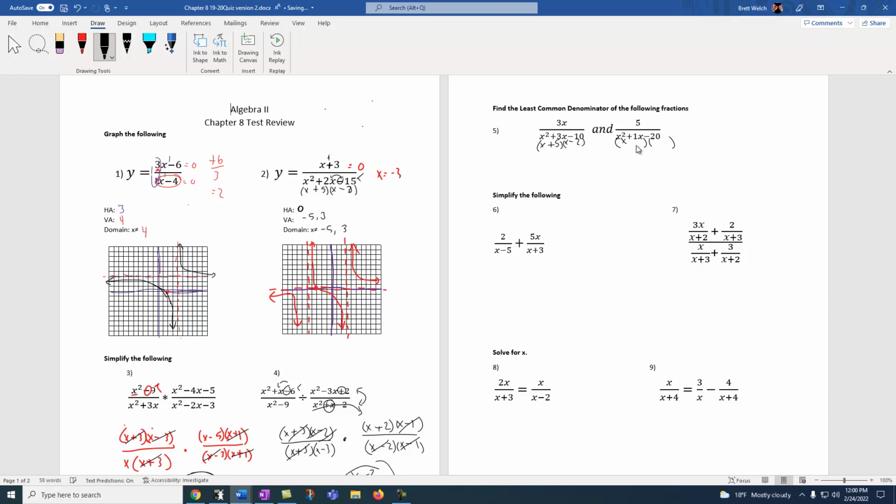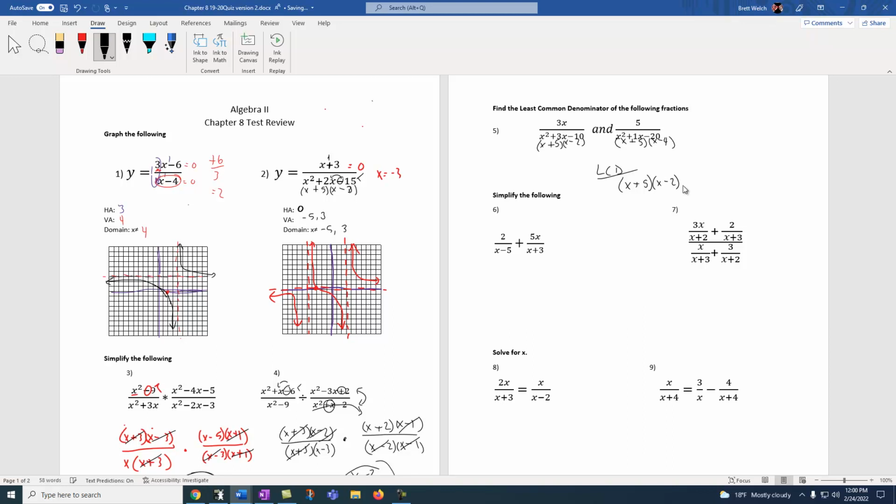Over here I've got x and x. Factors of 20 that subtract to 1 would be 5 and 4. Signs are different, so I'm going to go plus 5, minus 4. When I go to build the LCD, I have to remember that I'm saying what can I make both of them look like by multiplying by other stuff. So usually we just take one of them. So I'm going to take this one on the left, x plus 5 times x minus 2.